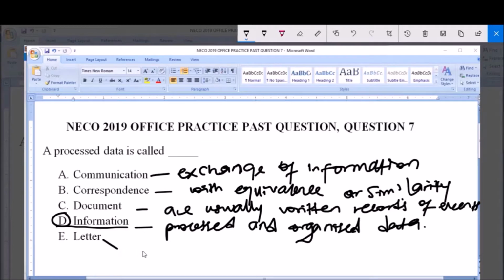E here says letter. Letter simply means message. Maybe you want to give a message to somebody. That is what letter simply refers to. But the question says a processed data is called dash, and that is information. Information is a processed and organized data. That is raw fact that has undergone the processes. So that is information.